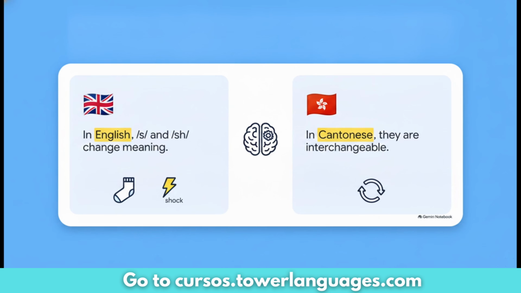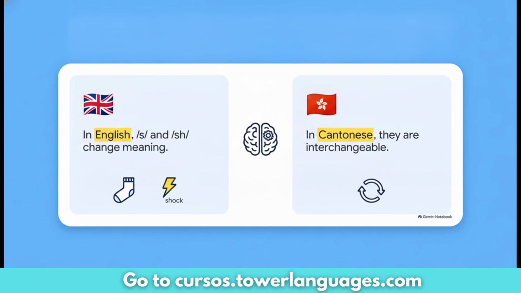For instance, as our source material points out, in Cantonese, a speaker can often use either the s or sh sound interchangeably without changing the meaning of the word at all. To a Cantonese speaker, those aren't two separate phonemes. They're just variations of the same sound.